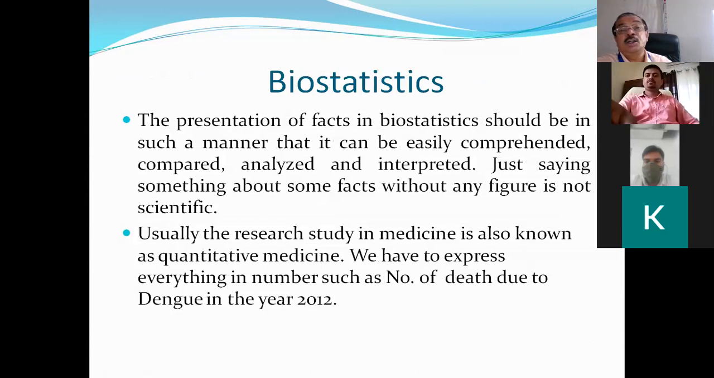The presentation of the facts in biostatistics should be in such a manner that it can be easily comprehended. Why should it be easily comprehended? Because whenever we represent some data in a graphical manner or in a chart, one can see very easily in a fraction of minutes what the death ratio is, what the percentage of cure is, what the percentage of efficacy of any medicine is, if it is represented in the data. So it should be in such a way that it can be comprehended easily, analyzed and interpreted.